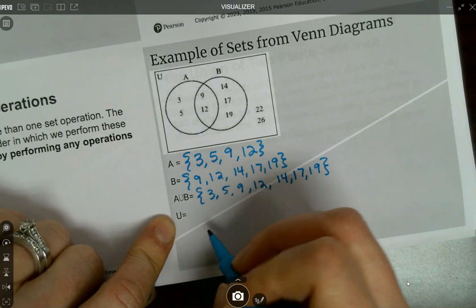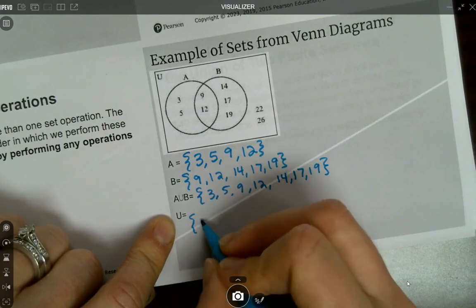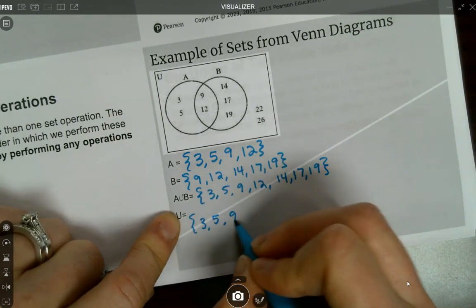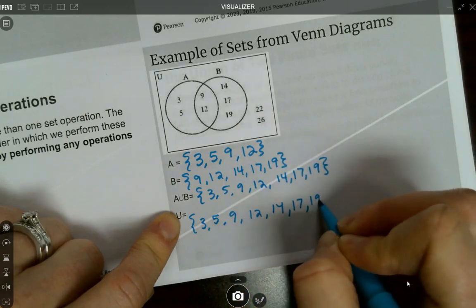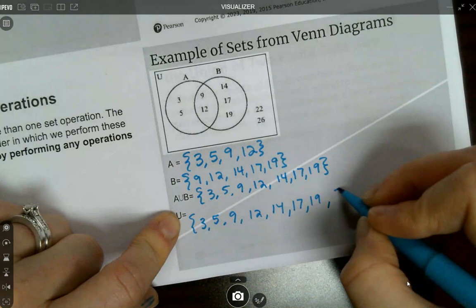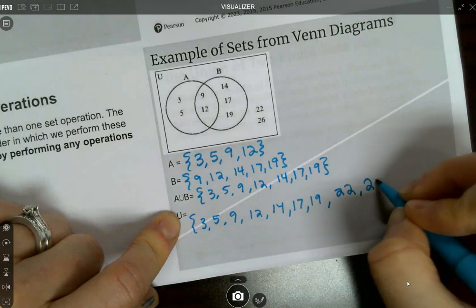U is the universal set, so it's everything: 3, 5, 9, 12, 14, 17, 19. And then we have to include the ones outside the circle, 22 and 26.